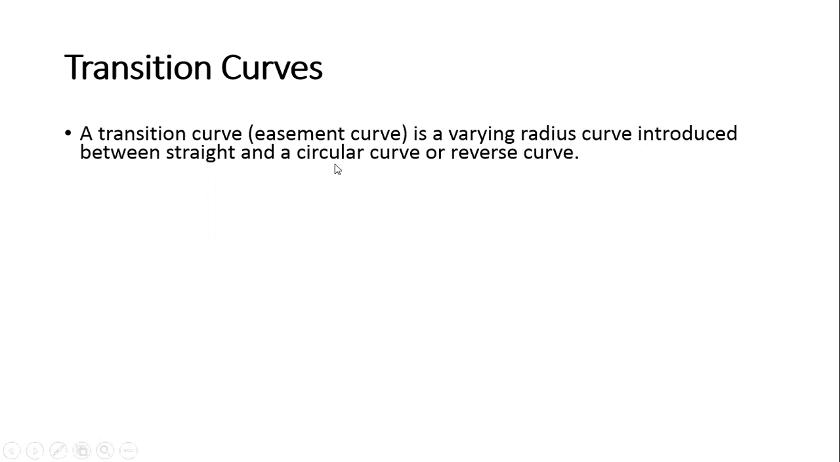In the case of a circular curve, the curve starts just adjacent to the straight road. But a transition curve is provided between a straight and a circular curve, or between reverse curves. So a transition curve is nothing but a varying radius curve. The radius is not constant, and it is introduced between a straight and a circular curve or reverse curve.